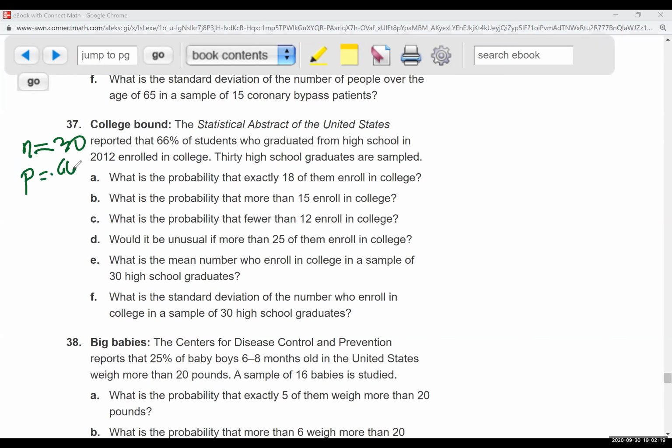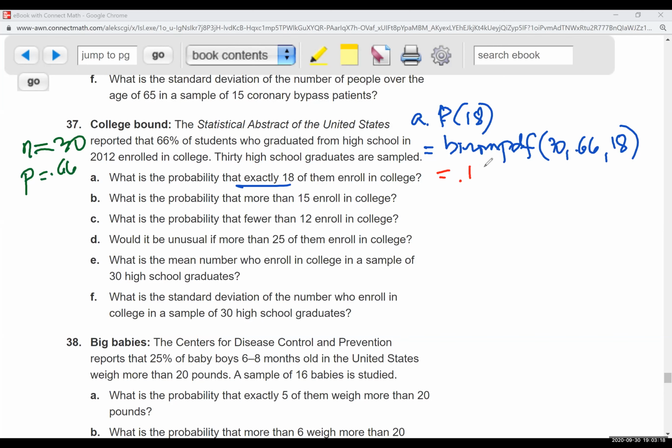Make sure that you know how to identify your N and P, because you're going to need that a lot for all the problems. Letter A, exactly 18. So meaning P of 18. What's the shortcut for exactly? The question is always like, is it binom PDF or binom CDF? So letter A, exactly 18. What do we need to use here? Yes, binom PDF. Second bar is the binom PDF. N is 30, P is 0.66, and your X is 18. The answer is 0.1165.